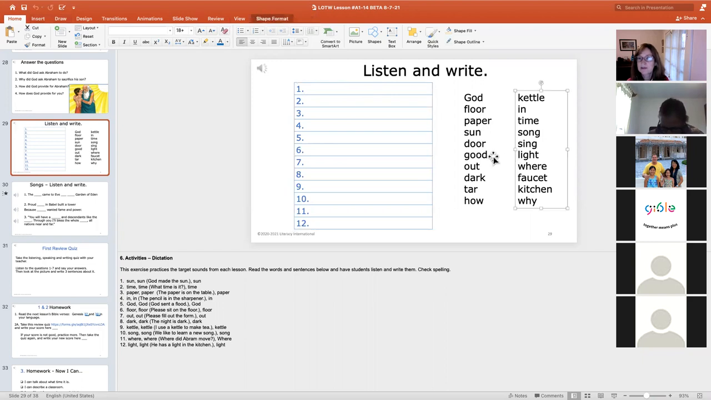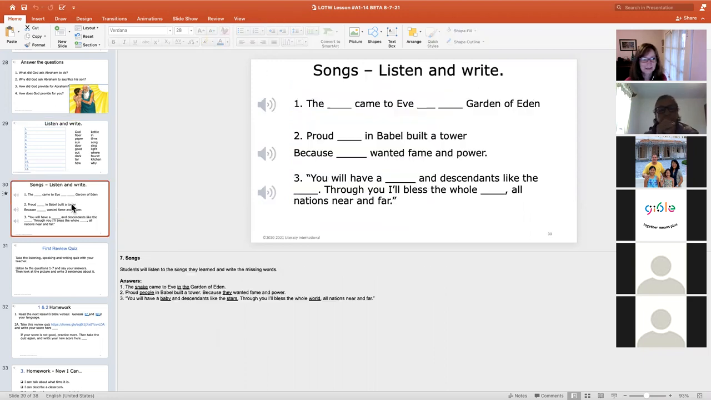If that's too easy for them, you can also hide the word bank, take those words away. And so then they can't see how they're spelled. They have to remember how they're spelled. That's a new challenge for them.